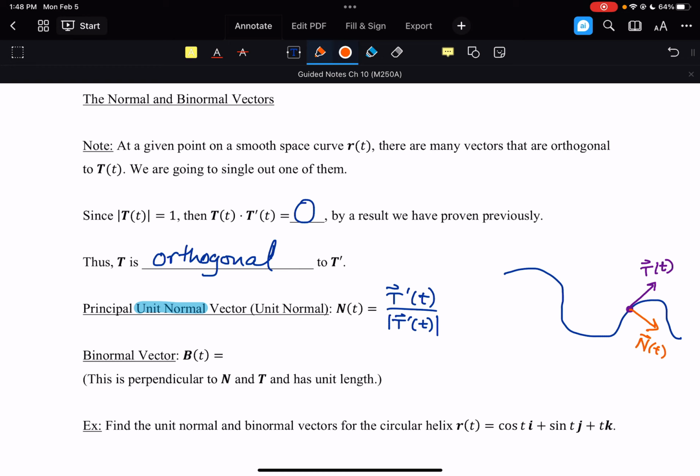Okay. And there's an important thing to note about what this specifically is doing for our curve. So note, N of t indicates the direction the curve is turning.